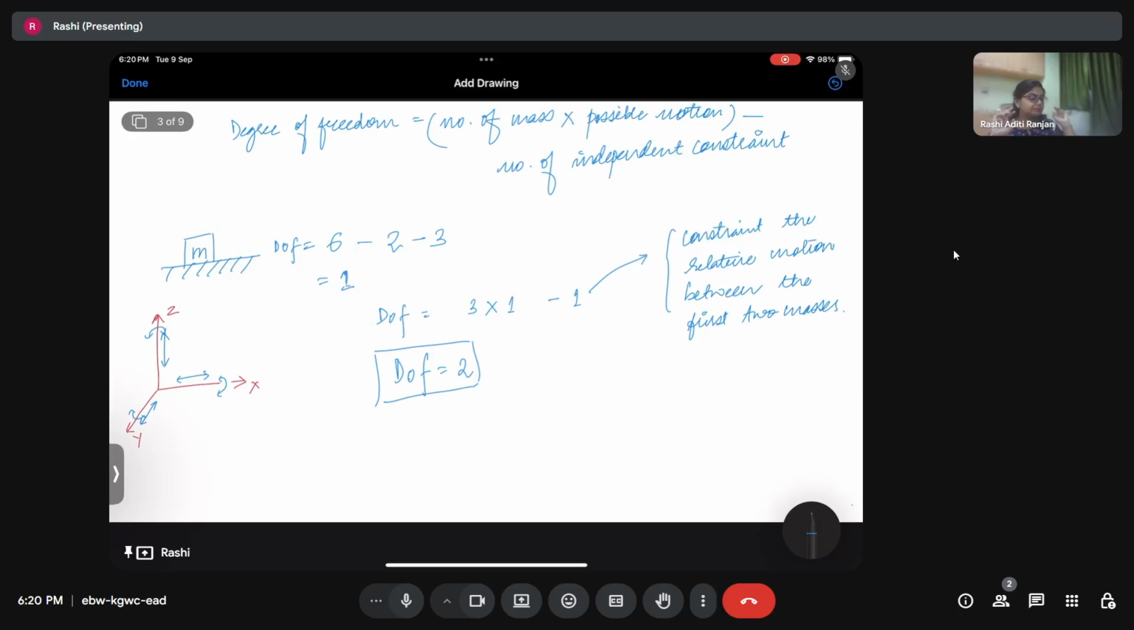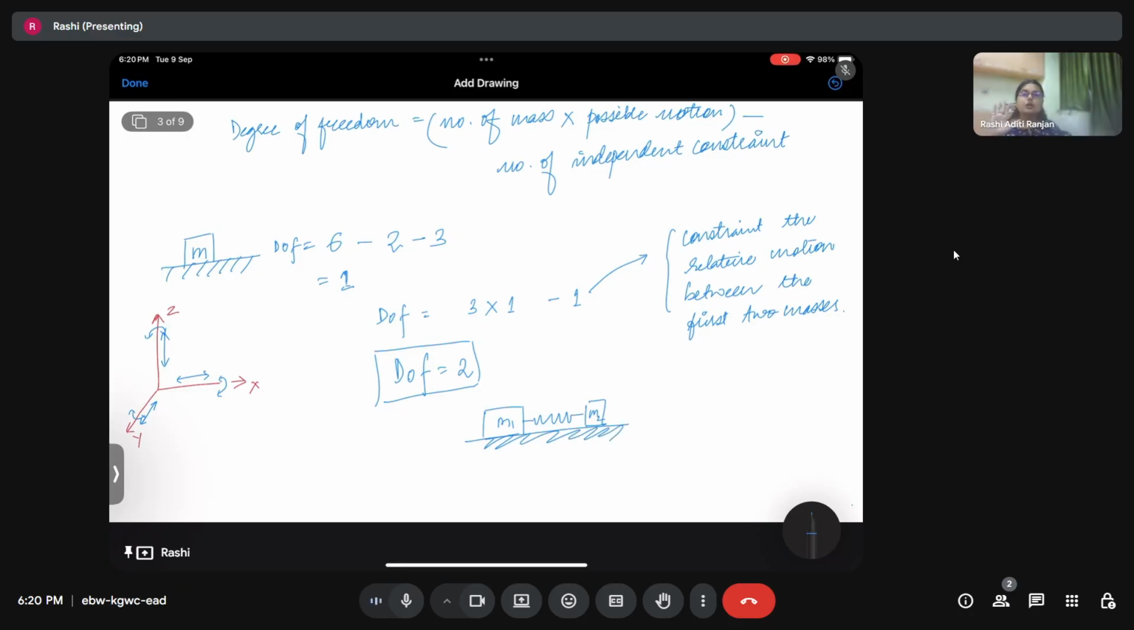Now, after I find out the equation, then I can solve it to get the solution. But the knowledge of degrees of freedom is very important. For example, when I had these two masses, M1 and M2, how would I know how many degrees of freedom are there?